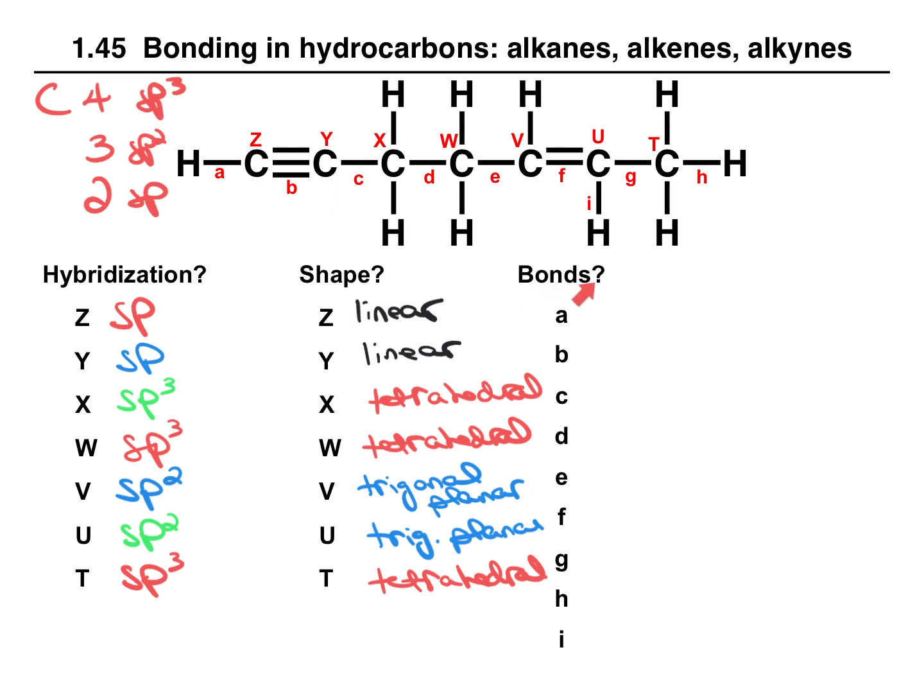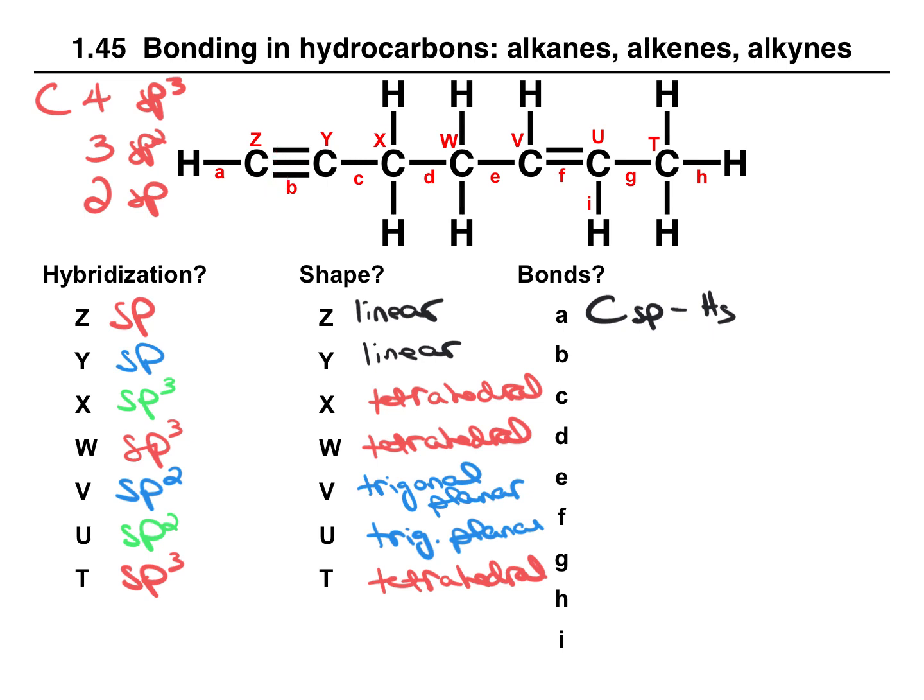Next, we want to think about the bonds. So if we look at the bond labeled A, that's between this hydrogen and this carbon, we know that this carbon is sp hybridized. And so that overlap then must be a carbon sp overlapped with a hydrogen s. And that's what makes this a sigma bond. Next up, we have B. B is a triple bond, so we have to explain the bonding for all 3 of them.